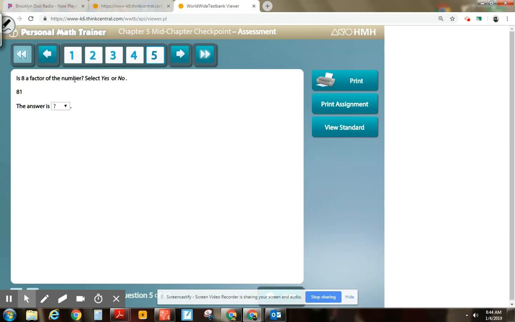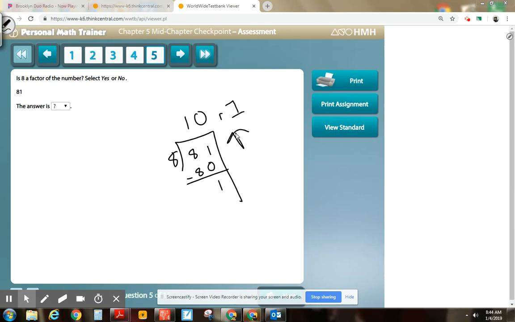Is 8 a factor for the number? Select yes or no. Is 8 a factor of 81? Can I divide 81 divided by 8 and get a number without a remainder? Well, how many 8's fit into 81? 10 with a remainder of 1. Since I have this remainder, it's not a factor. No.